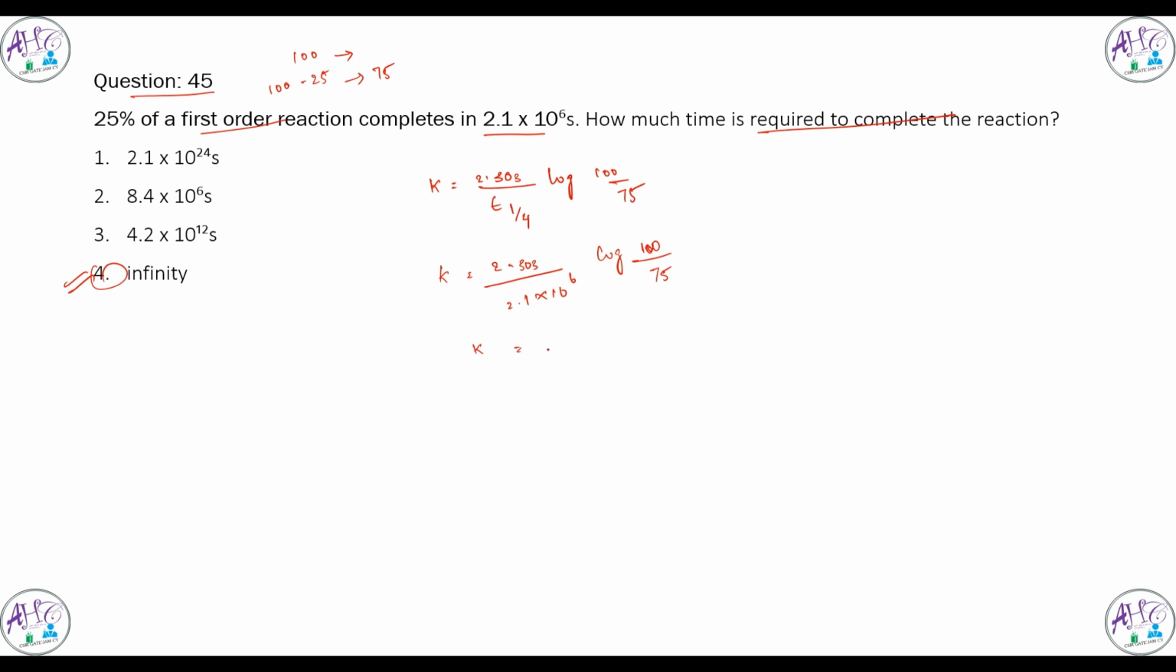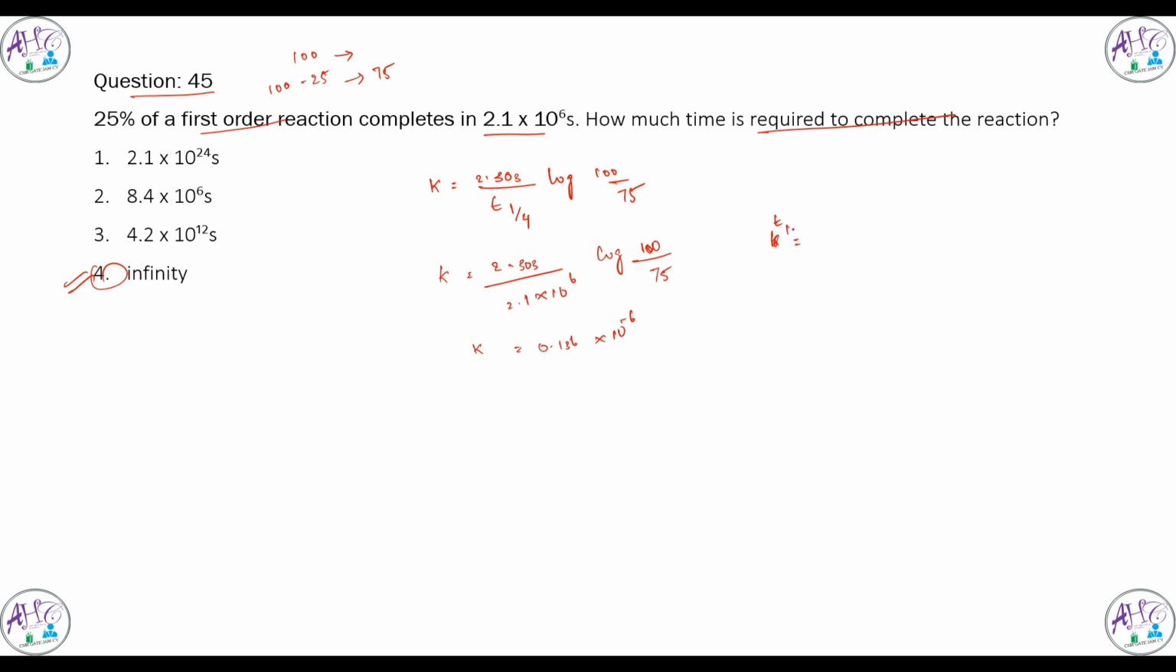So you can also get the value of K around 0.136 into 10 power minus 6. Now you can again substitute in the same formula. So we know that, so I'll just rewrite this question.